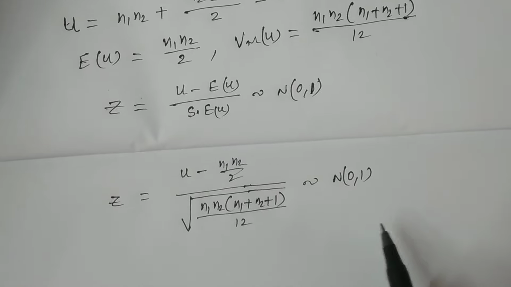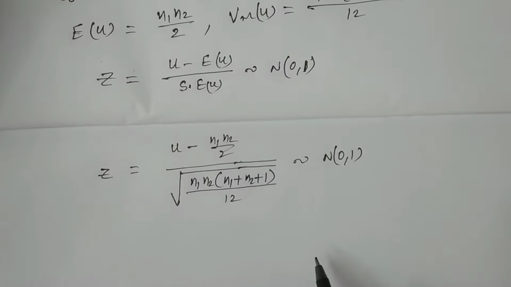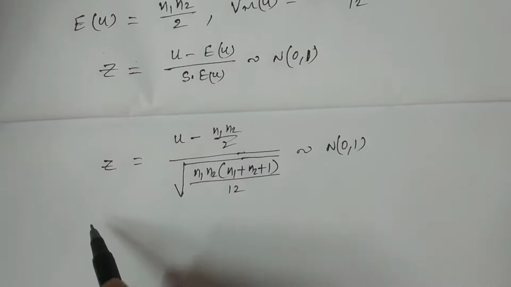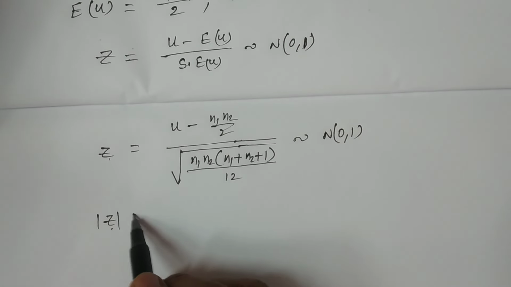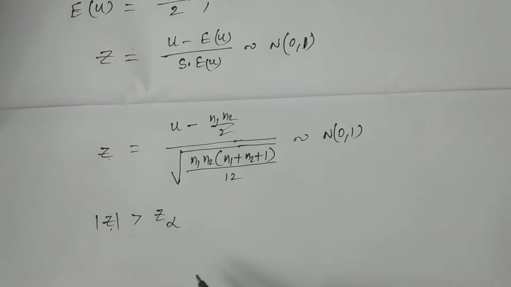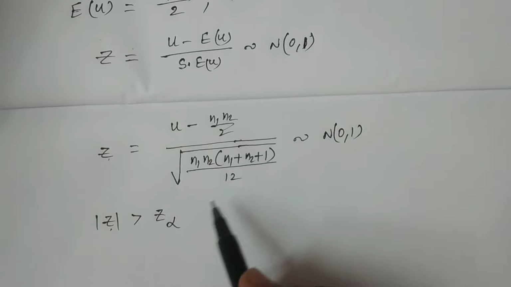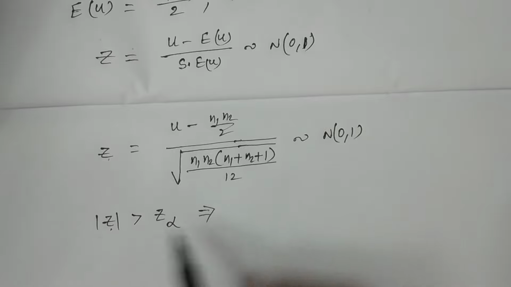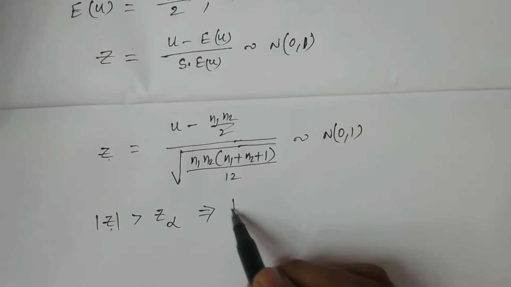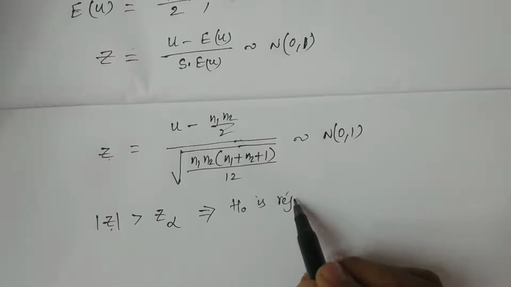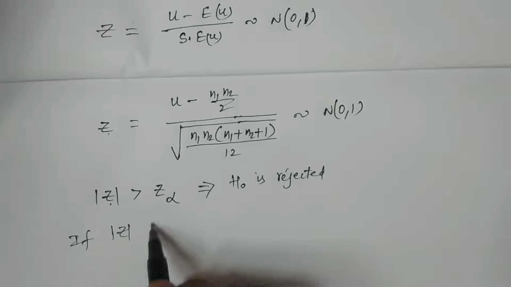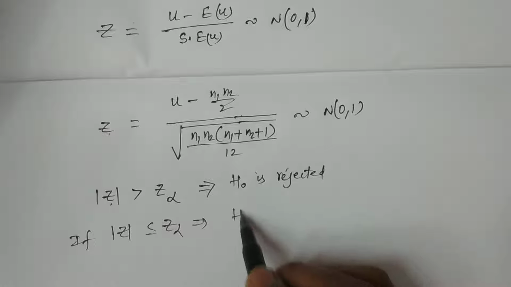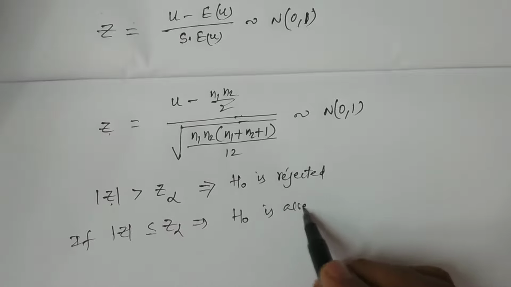So obviously the remaining procedure is simple and as usual. We can easily follow the procedure of the normal distribution. We calculate the modulus of Z, that is the computed value. If the modulus of Z is greater than the significant value Z alpha at the specified level of significance alpha, H naught is rejected. Otherwise, if the modulus of Z is less than or equal to Z alpha, H naught may be accepted.